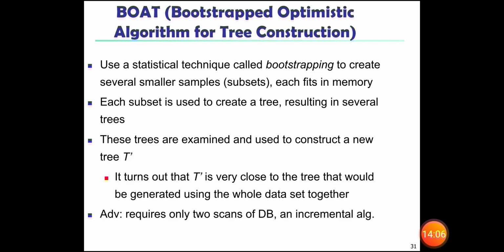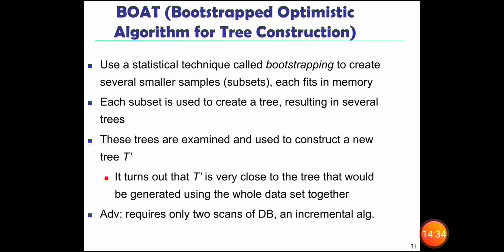Each subset is used to create a tree, resulting in several trees. So when we have a training data set, it can be divided into a number of subsets, and from each and every subset we will create a tree. When we have more subsets, we will have more trees. When we have more trees, obviously we will be getting more results also.